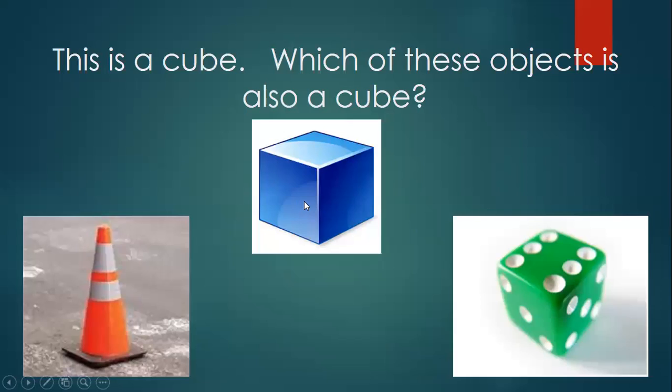This is a cube. Which of these objects is also a cube? Is it our construction cone or our dice? Or I should say our die. It is the die. It is a cube.